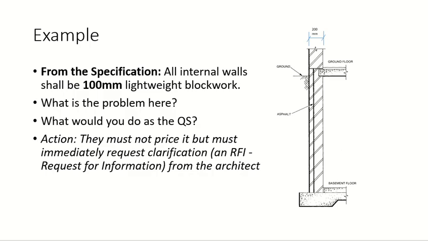Okay. Now this is an item which is showing the column and the floor, or the roof slab. Okay, so this is the column, okay, and then you have the basement floor and you have the ground floor slab, okay. So from the specification, it says that all internal walls must be 100 millimeter lightweight block work. So not the column, sorry, this is the wall, okay, so this is the wall.